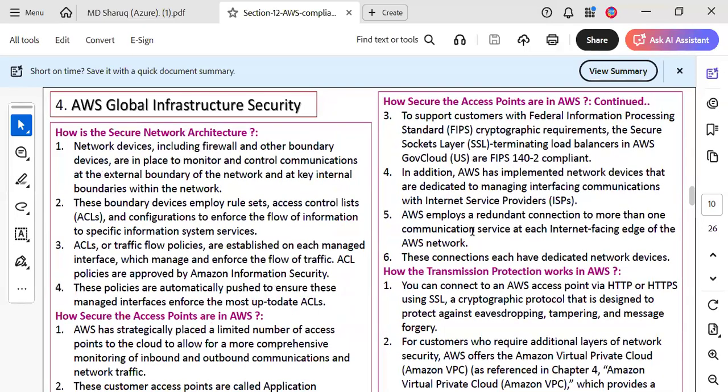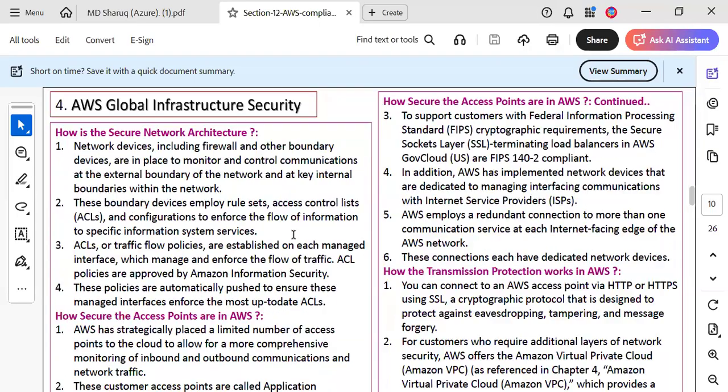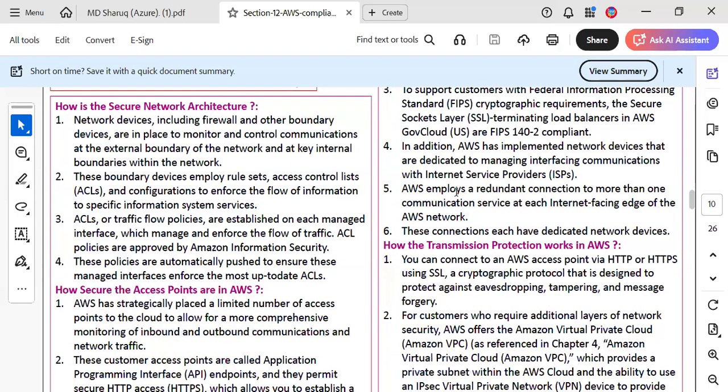How is the secure network architecture implemented? Network devices, including firewalls and other boundary devices, are in place to monitor. What we will do, we will stop here, up to global infrastructure security. We discussed it, and we will discuss infrastructure security separately, along with application level security.